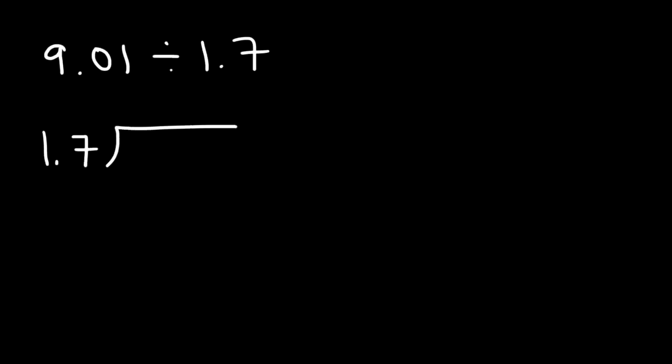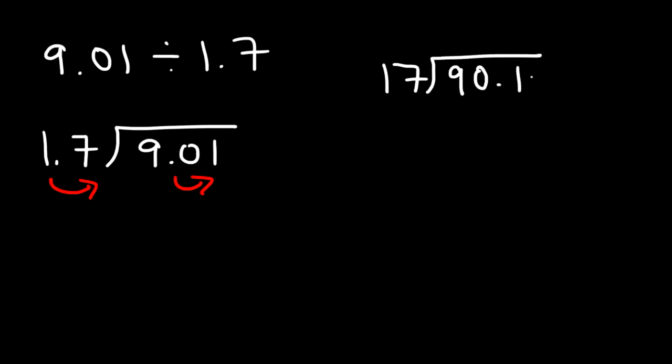Now let's try another example. 9.01 divided by 1.7. So let's write it this way first. So we're going to put the 1.7 on the outside, 9.01 on the inside. And let's move the decimal point 1 unit to the right for each number. And so the problem becomes 17 on the outside, 90.1 on the inside.